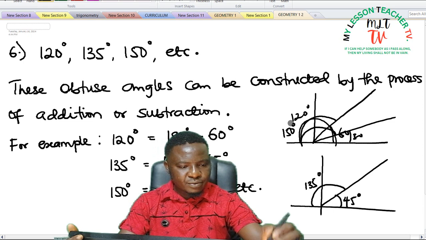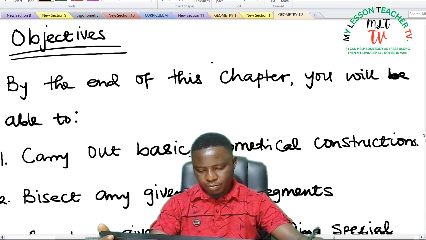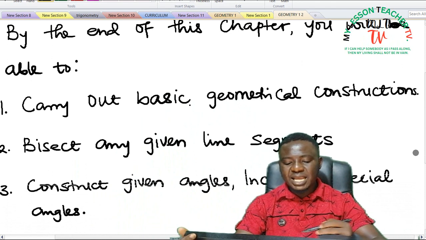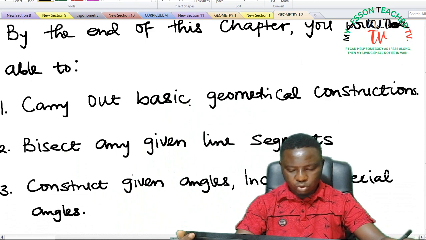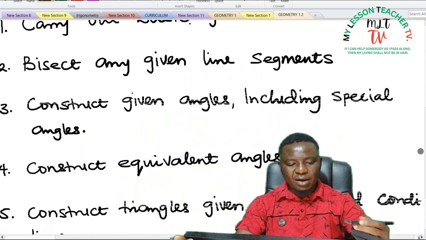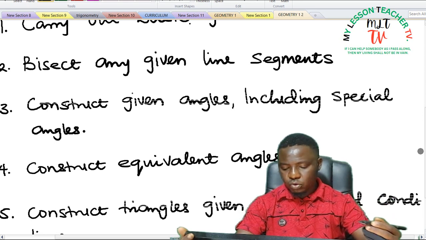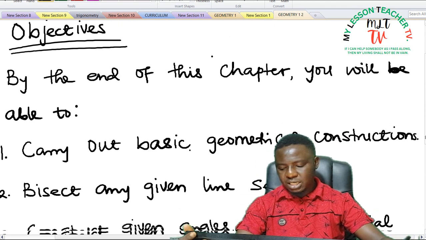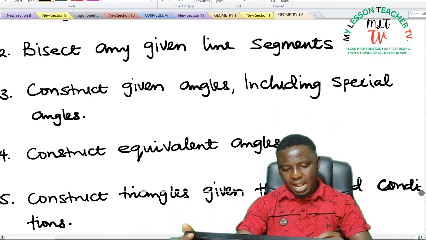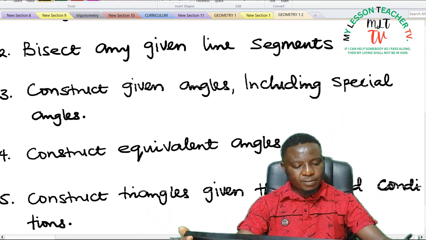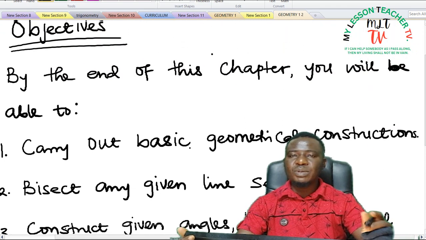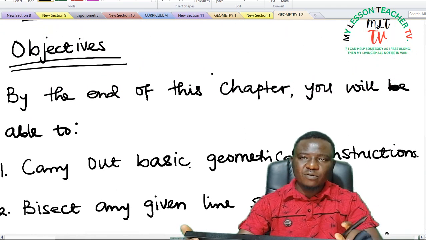In today's class, we have been able to carry out basic geometrical constructions. We have been able to bisect any given line segment that I have taught you. We have also been able to construct given angles, including special angles. We have been able to construct equivalent angles. In our next class, we shall look at the fifth objective, which says we should construct triangles given the required condition. So out of the 5 objectives, we have been able to meet 4 objectives at the end of today's class.